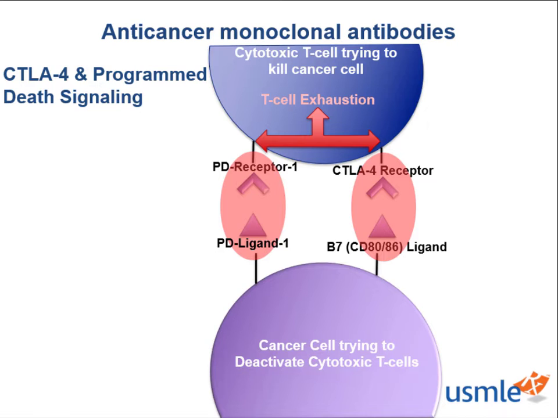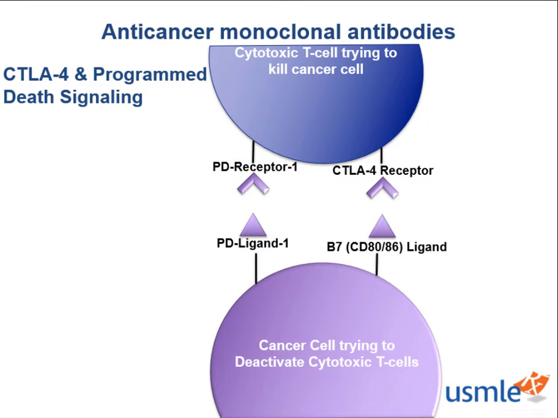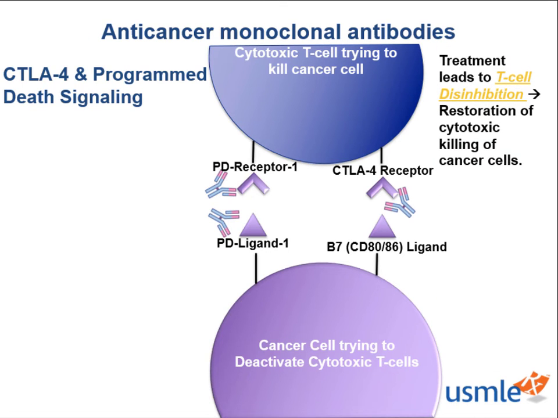Good thing scientists and drug designers are even more clever. Let me show you. See, we can give the patient antibodies that bind PD receptor 1, PD ligand 1, or CTLA4. If these receptors and ligand are bound by antibodies, they cannot interact with their respective receptors and ligands to cause T cell deactivation. So, treatment is said to lead to T cell disinhibition, a fancy way to say that cytotoxic T cells' killing ability is restored. Watch out, cancer cells! This disinhibited T cell is coming for you.